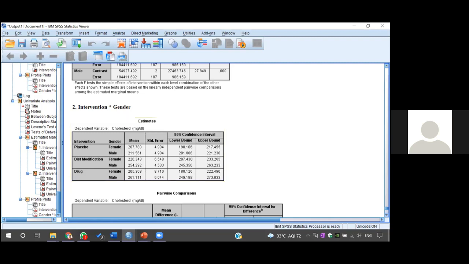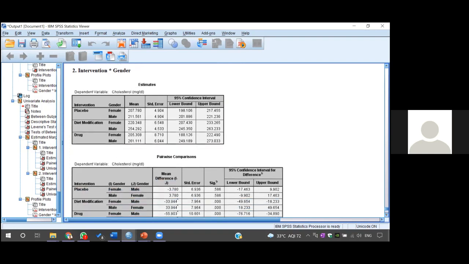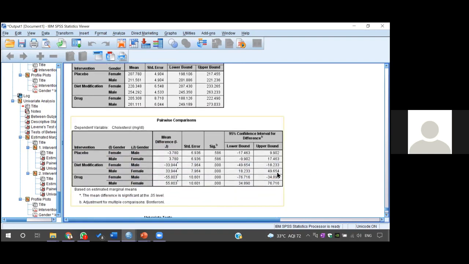Similarly, the pairwise comparison of this, the placebo, and then placebo female and male, the difference between that. Similarly, the diet modification female and male, the difference between that. And similarly, the drug female and male, and the difference between that. This positive and negative sign is only for whether you are subtracting i minus j or j minus i.